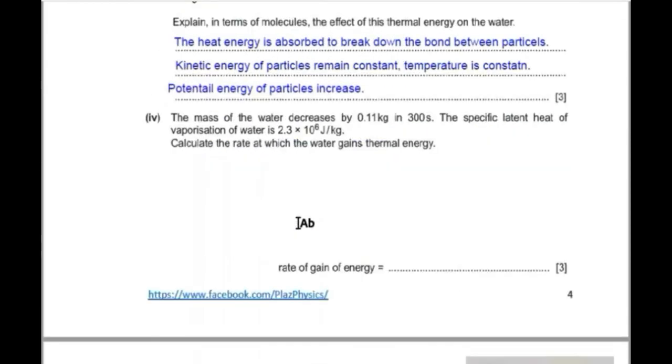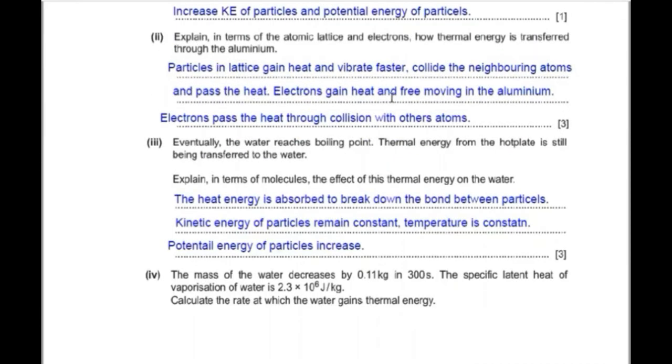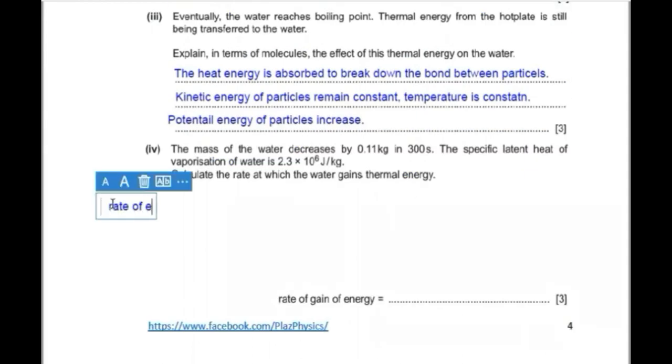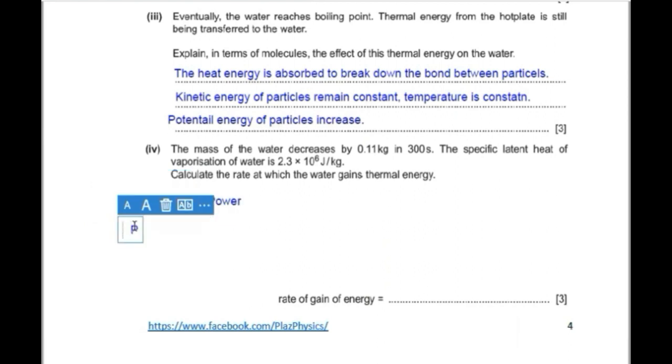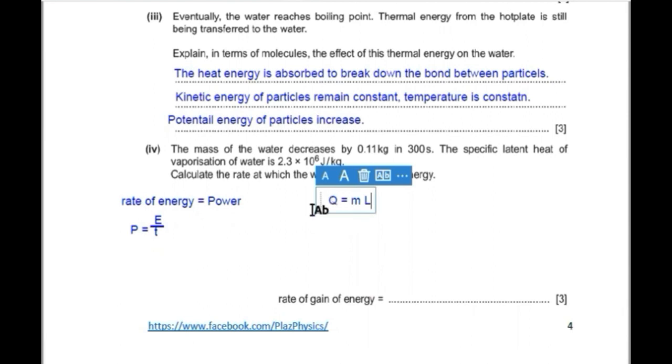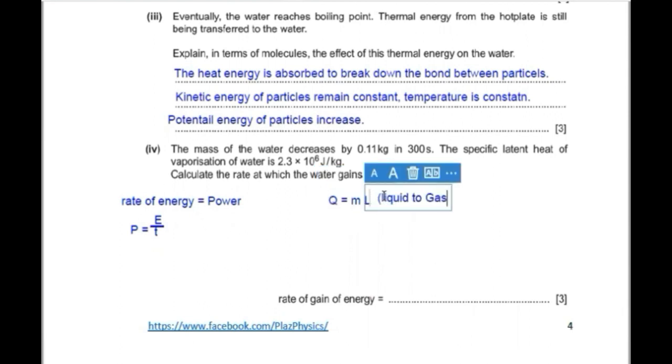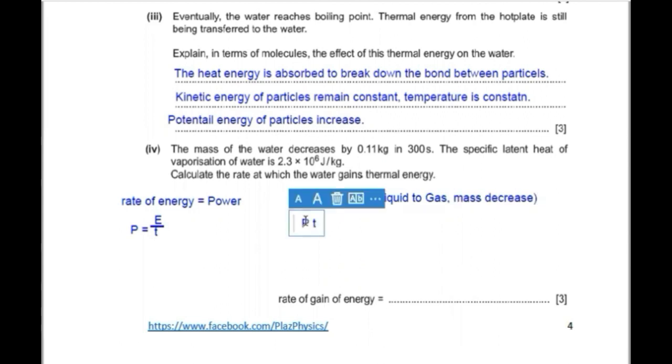Okay, the next calculation. Rate of energy. Rate of energy should be power. Actually, calculate the power. Power is energy divided by time. So calculate the power. And then this one is what? Vaporized latent heat. So Q equals ml. Change liquid to gas, mass decrease. Okay, so we change to Pt equals ml.